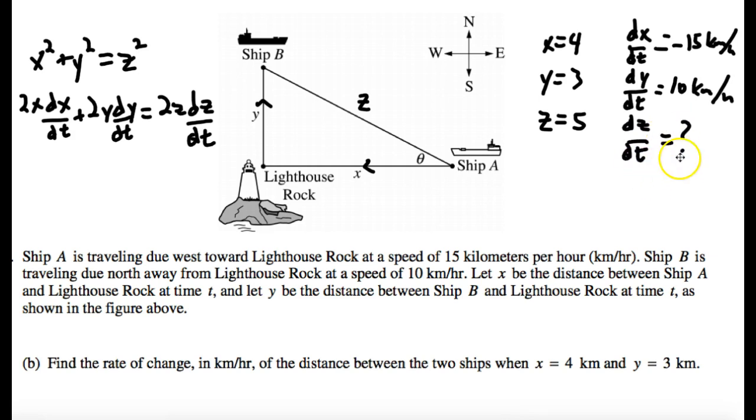So I have only one unknown. I can plug all these pieces of information in and solve. So we've got 2 times 4 times negative 15 plus 2 times 3 times 10 equals 2 times 5 times dz/dt.